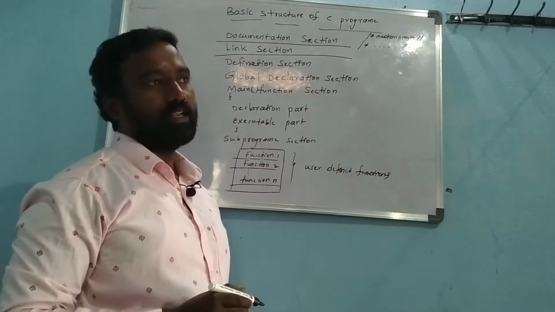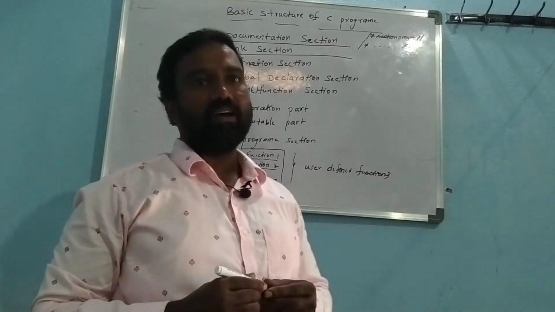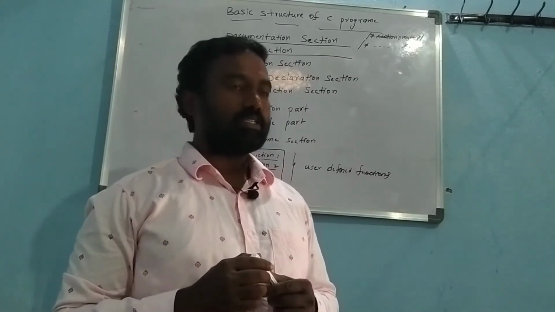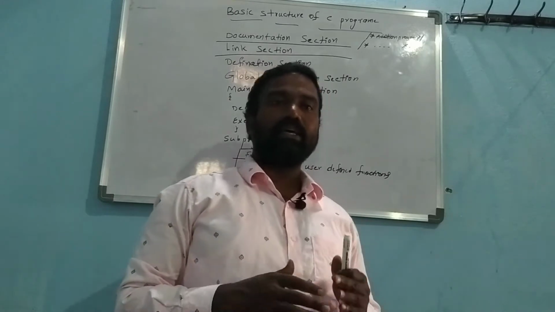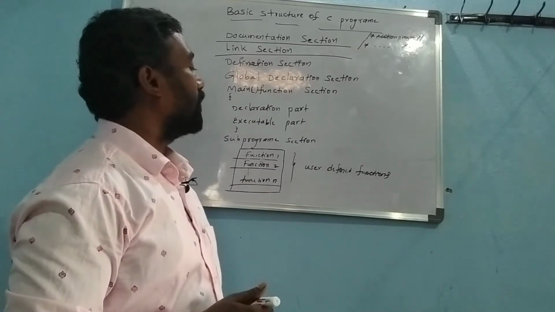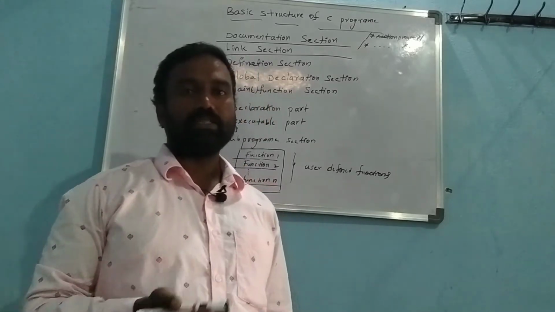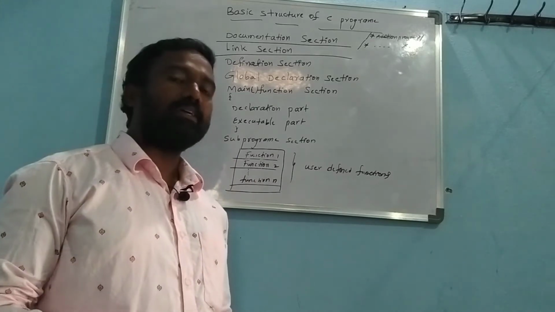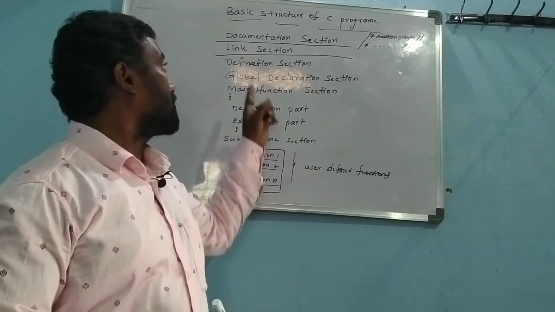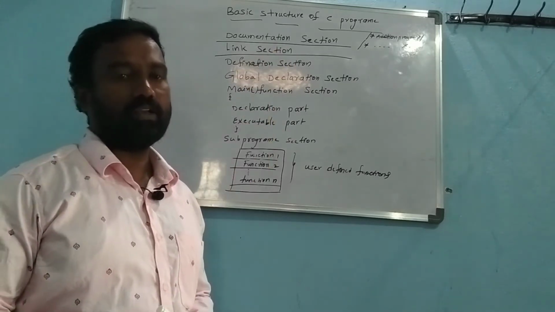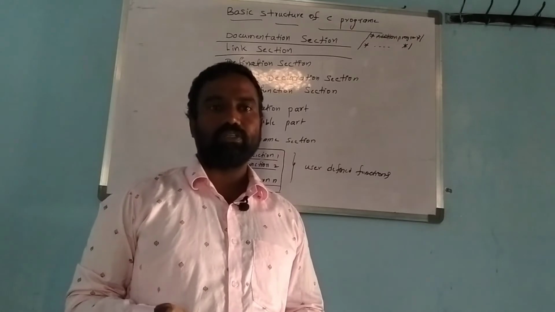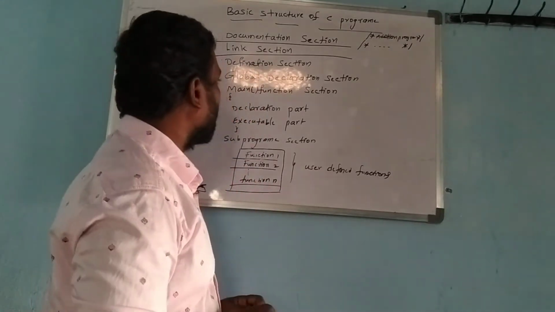What is it? The link section links the functions available in the system library to our C program. It links the system library functions which are available within the system library. So that is the link section. These functions are of many types: user-defined functions, predefined functions, built-in functions.